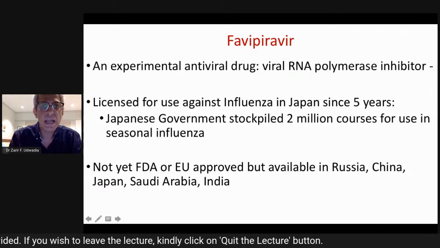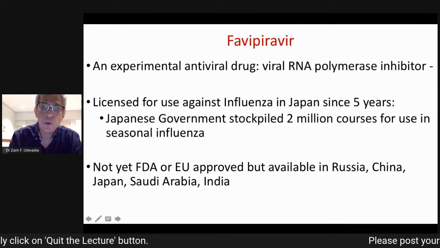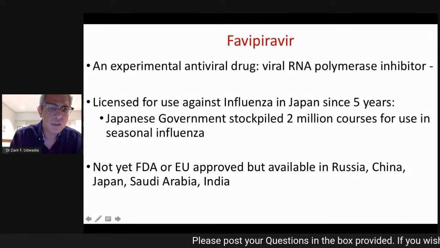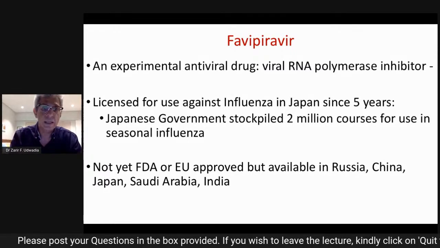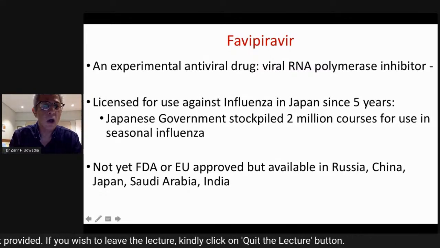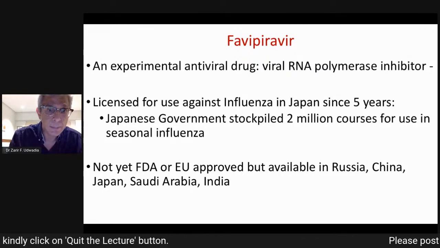It's an experimental antiviral drug. It's a repurposed drug which had been used against influenza in Japan, and China and Japan have stockpiled millions of courses of these drugs for potential influenza outbreaks. It's not yet FDA or EU approved, and our colleagues in Europe and the US will not be talking of this drug, at least at present.